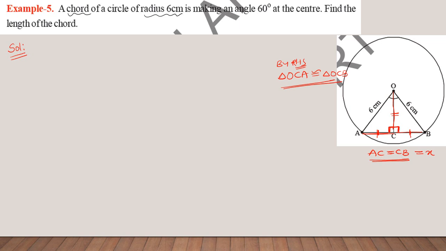Since these two triangles are congruent, what about this angle? He has mentioned that this total angle is 60 degrees. That means it is going to divide the given angle into 2 equal parts, so 30 degrees and 30 degrees. Now I am going to consider any one of the triangles, because both triangles are congruent. So angle AOC is equal to 30 degrees.